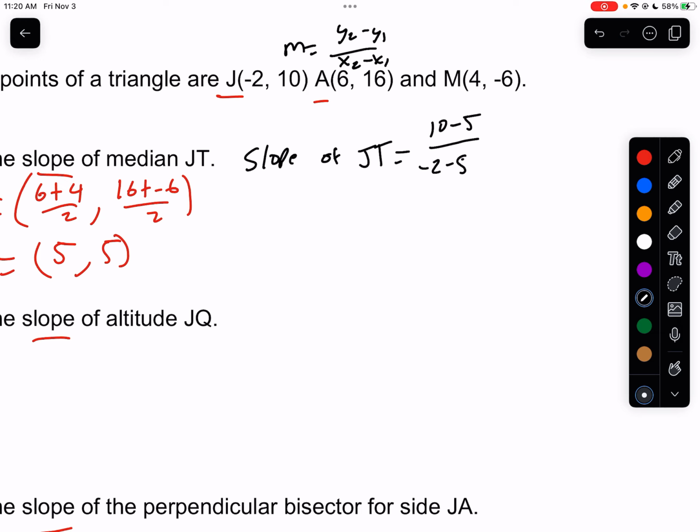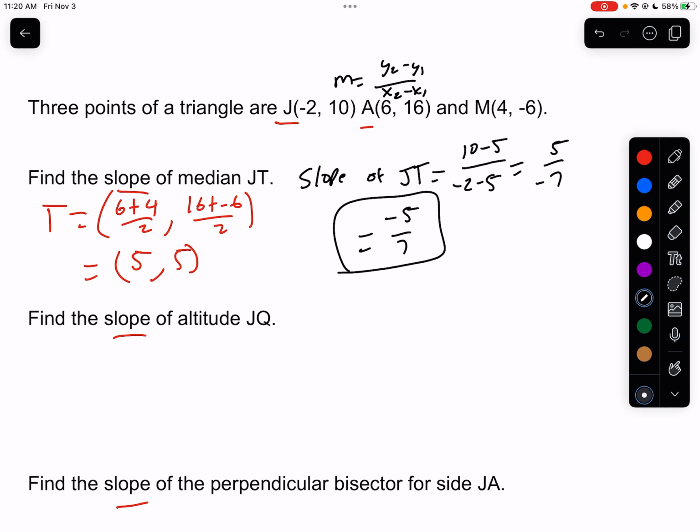Negative 2 minus 5 is my x2 minus x1. And so that would be 5 over negative 7, which simplifies to negative 5 over 7. So we can get the slope of JT after we know where point T is located.